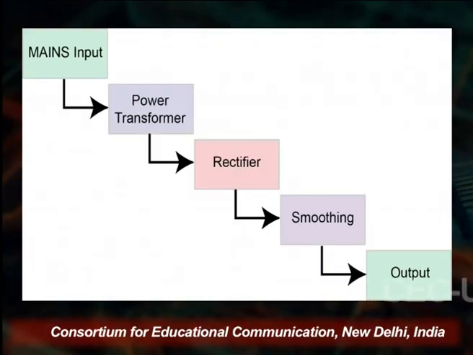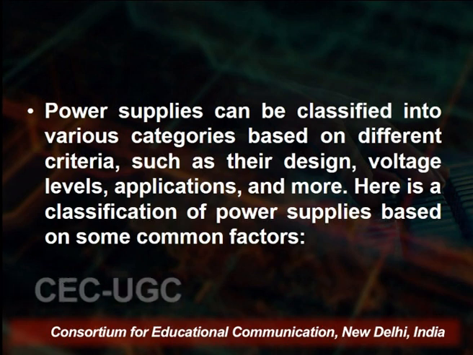Here we see the framework of the power supply. We use the main input, then we transform the power, then we use the rectifier, then smoothing the system, and then it goes to the output. So this is the framework of the power supply. Start from the main input, power transformer, rectifier, smoothing, and then output wherever you require.